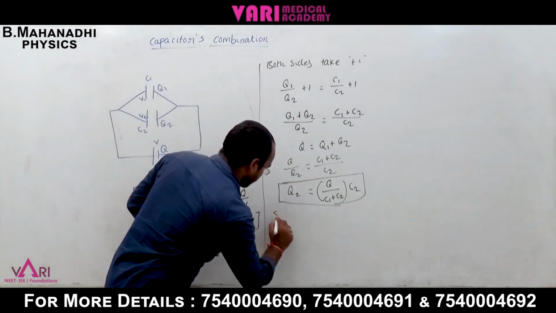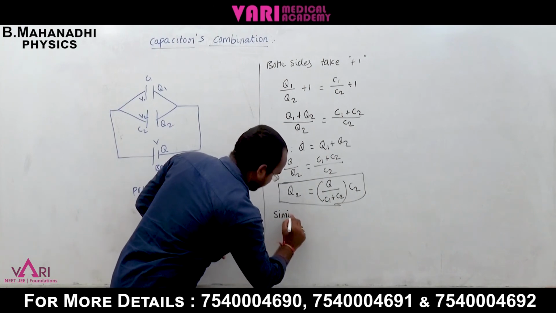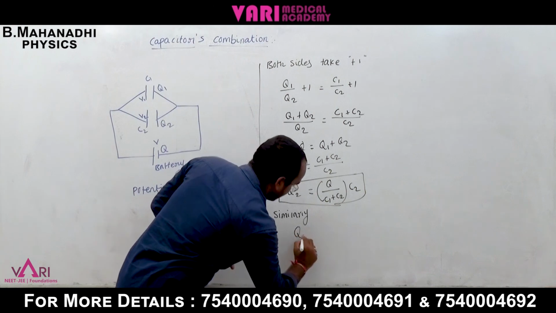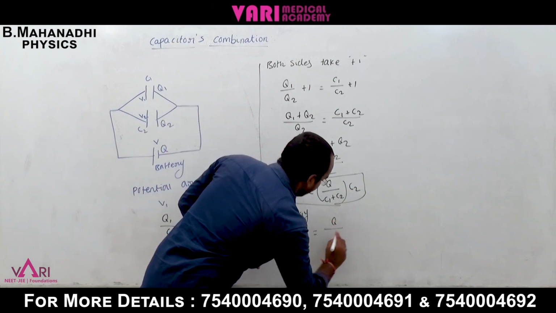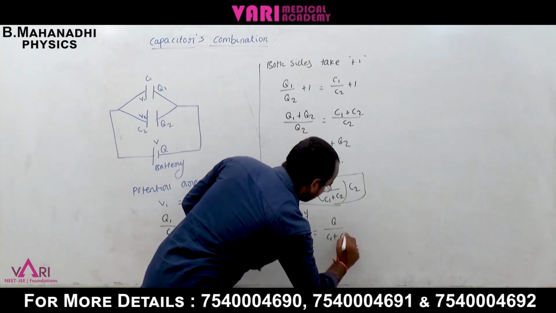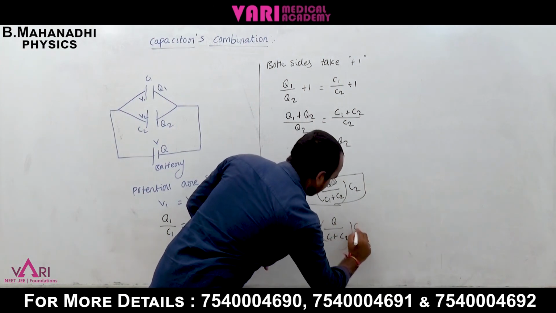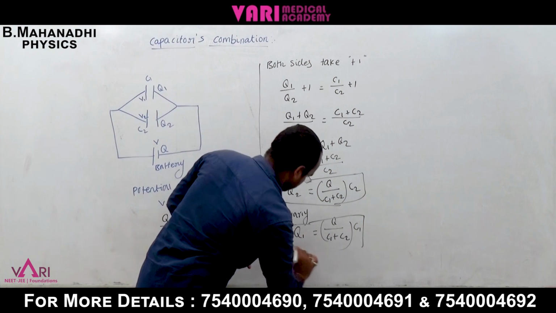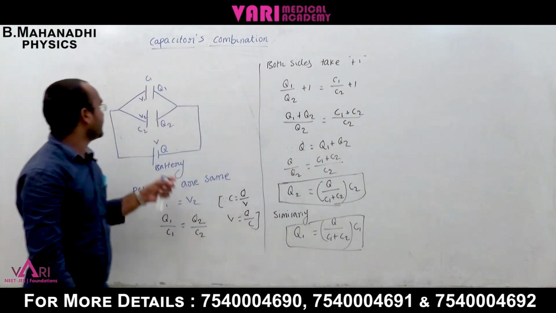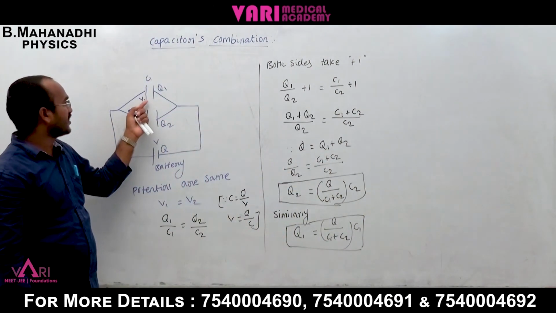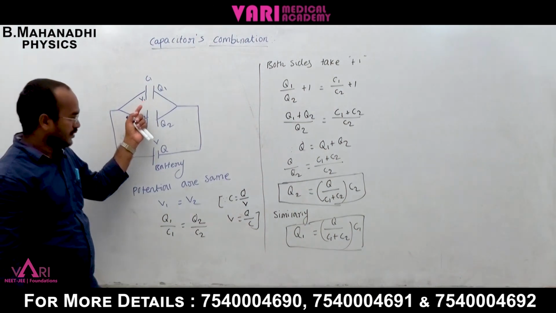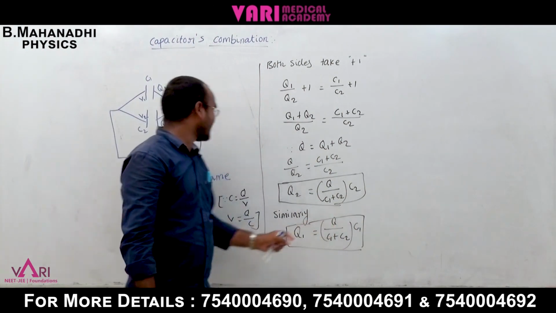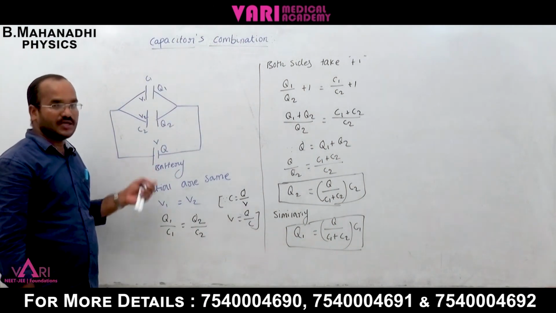Similarly, Q1 is equal to Q by C1 plus C2 into C1. This equation gives the first capacitor of the charge Q1 is equal to Q by C1 plus C2 into C1. Q is the battery of the charge.